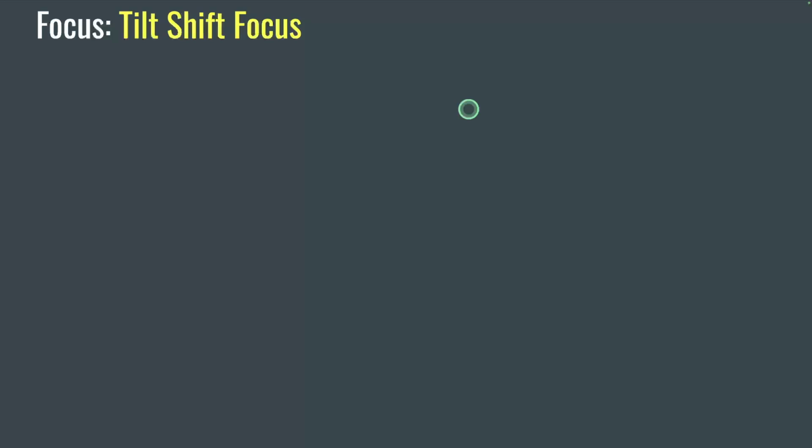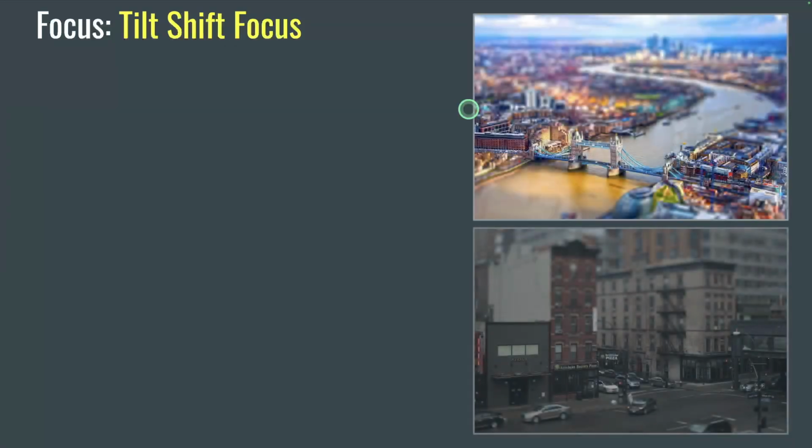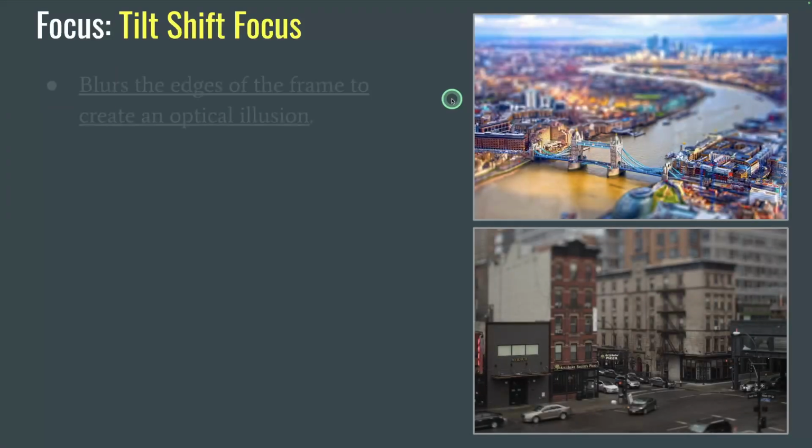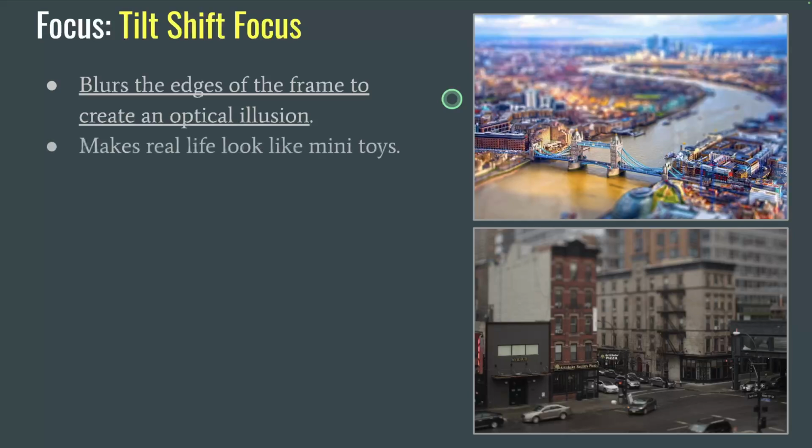The last focus it talked about in the video is a tilt shift focus. And this one's really cool. This one uses, again, a special lens where it blurs the edge of the frame. It bends the light around the edge of the frame, and it blurs the edges. So the center is in focus, but the outside is blurry just by the way the lens bends the light around. And it creates this weird optical illusion where everything looks like toys.